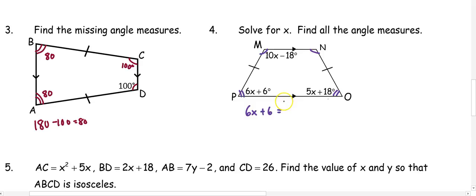So 6x plus 6 equals 5x plus 18. We can subtract 5x from both sides, and then subtract 6 from both sides, so we get x is 12. Once we know x is 12, we can substitute in. So 10 times 12 minus 18 gets us 102, which means that N is also 102. And 6 times 12 plus 6 is 78. So O is also 78 degrees.